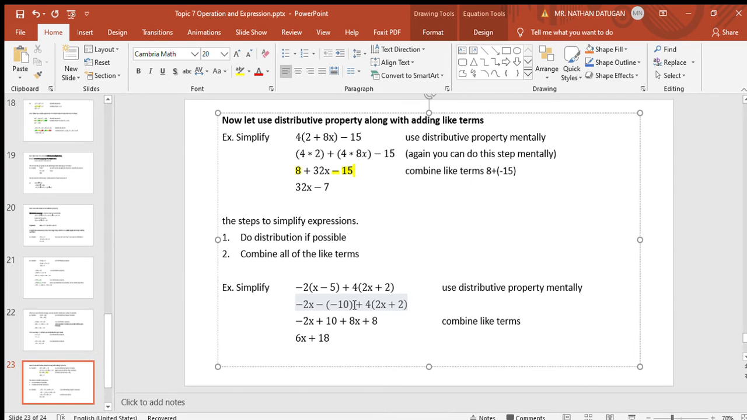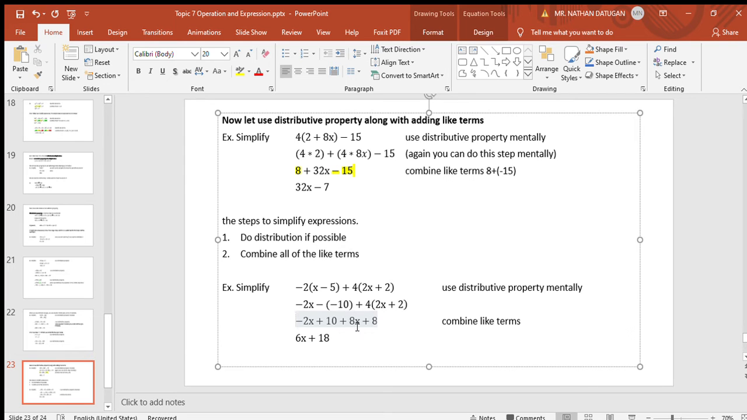And now in the second half, we can simplify this with the subtraction rule. What happens to subtraction? Minus becomes plus, and the second half becomes the opposite. So what's the opposite of negative 10? Positive 10. So now our new expression is negative 2x plus 10 plus 8x plus 8.